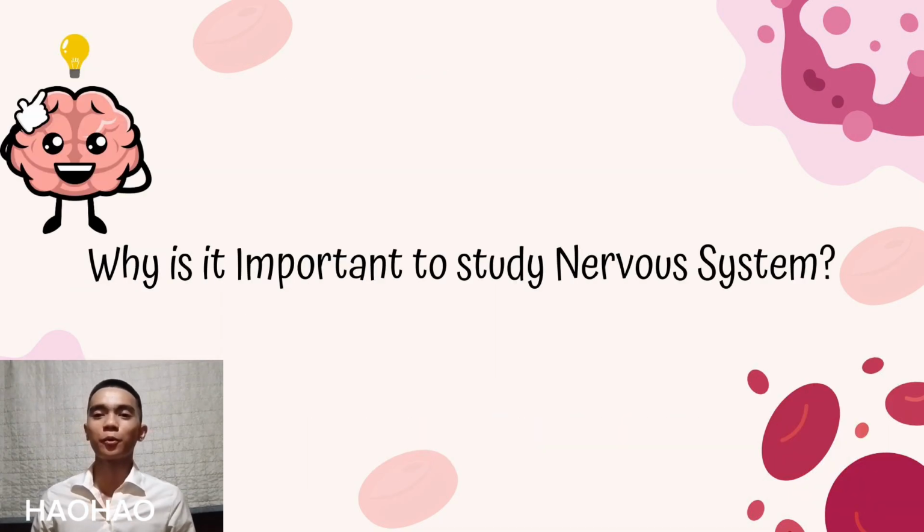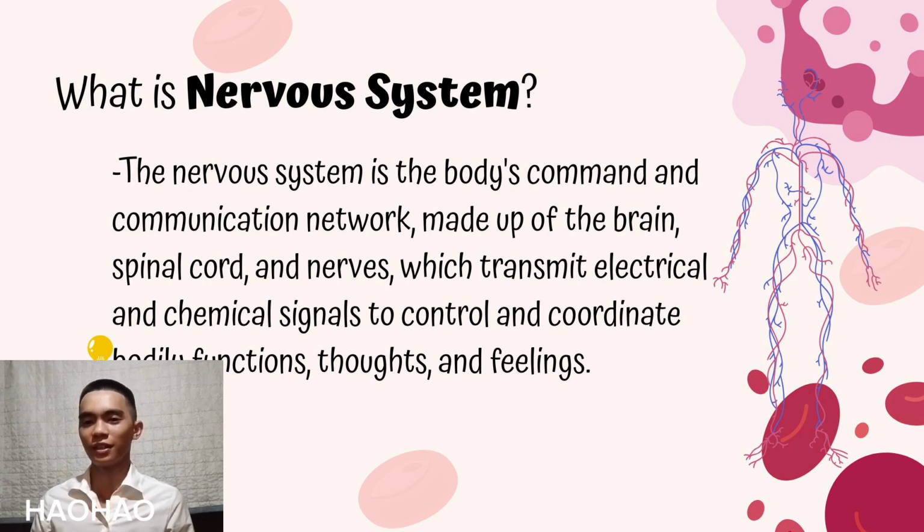And why is it important to study the nervous system? Yes, it is important to study the nervous system because it is the control center of the body. And from now on, let me explain first what the nervous system is. So, what is the nervous system? Yes, the nervous system is the body's command and communication network made up of the brain, spinal cord, and nerves, which transmit electrical and chemical signals to control and coordinate bodily functions, thoughts, and feelings.